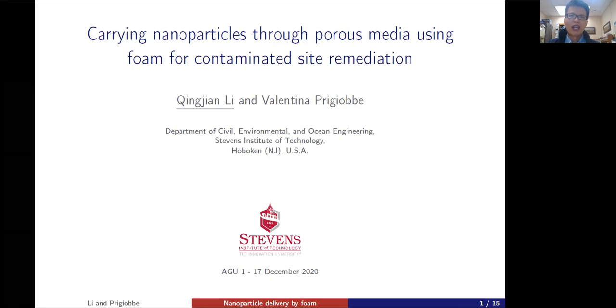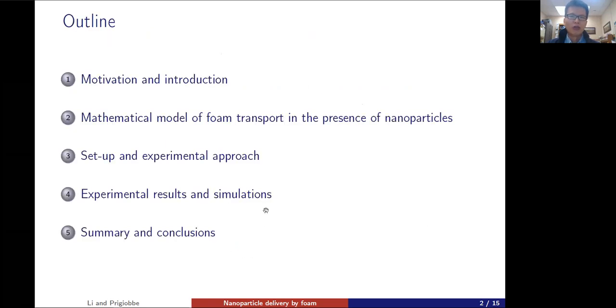So firstly, I will start with motivation and introduction and introduce the mathematical model of foam transport in the presence of nanoparticles. Then I will describe the setup and the experimental approach with the results and the simulations. Finally, I will summarize and draw the conclusions.